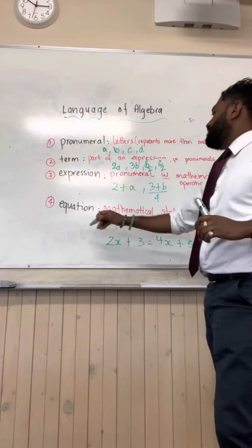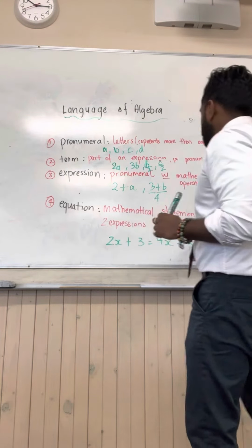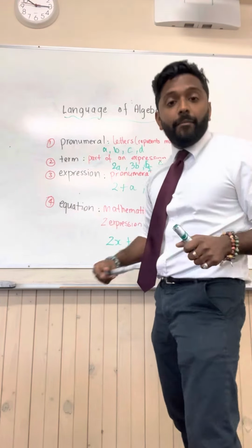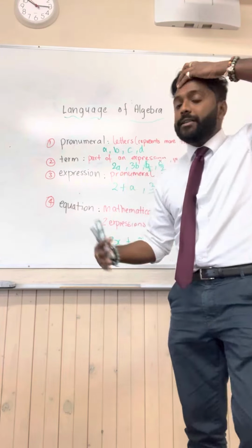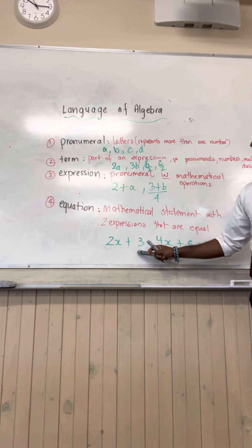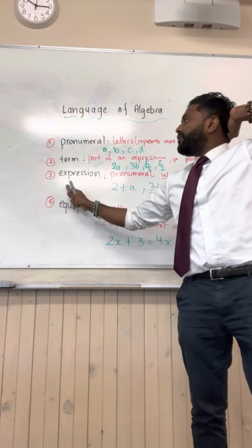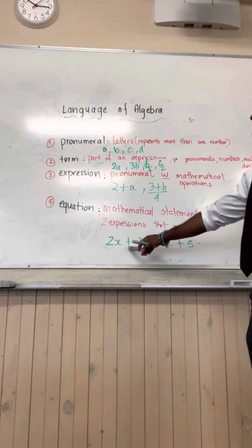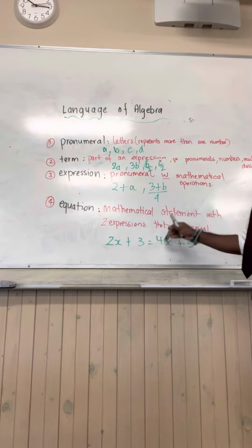The last part is equation. So equation is a mathematical statement with two expressions that are equal. So as you can see here, this is a mathematical statement. So when you talk about English, you write statements, right? But in maths, you can also write statements, but it's not going to involve words. It's going to involve numbers. So here you've got 2x plus 3, which is considered to be what? That whole thing. It's considered to be an expression, okay? An equation is when it's equal to this, okay? So this is equal to that. It's two expressions that are equal.